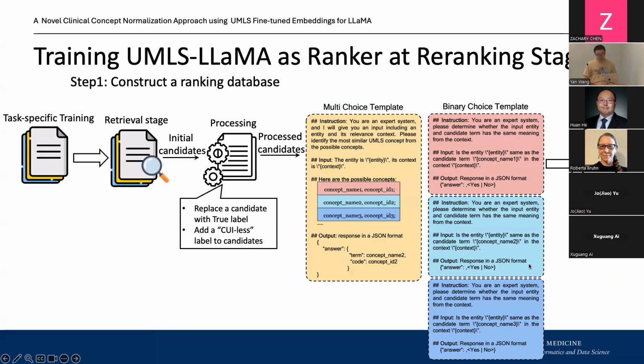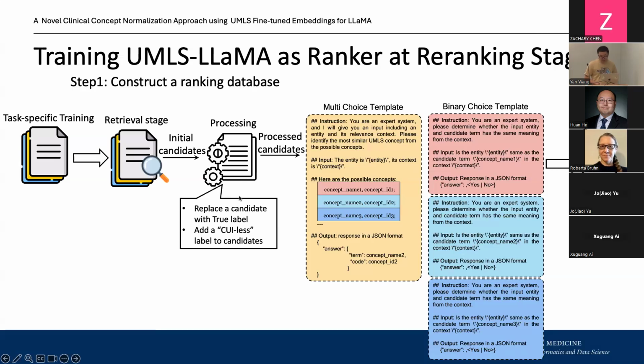Similar to training UMLS-LLaMA at the retrieval stage, the key to training UMLS-LLaMA at the rerank stage is first constructing an appropriate ranking dataset. Here, we only use the task-specific training data to construct the relevant dataset. Specifically, for the task-specific training data, we first use the method of our retrieval stage to generate several initial concept candidates. Then we do the following steps to process these initial candidates.